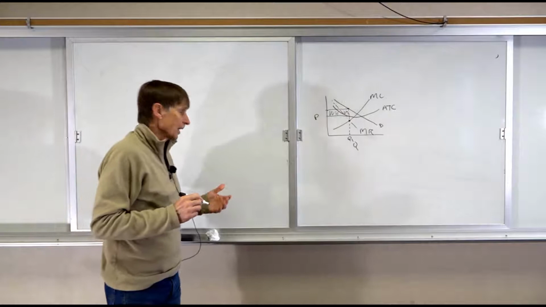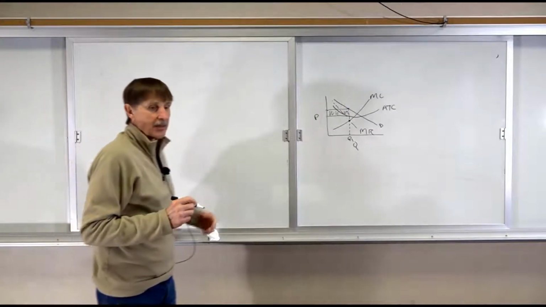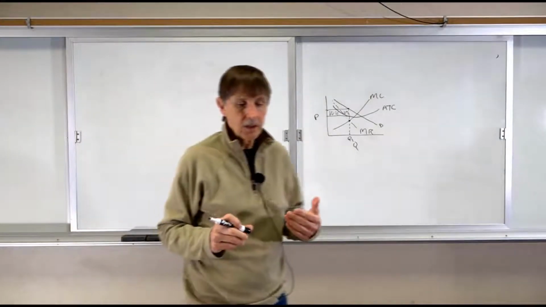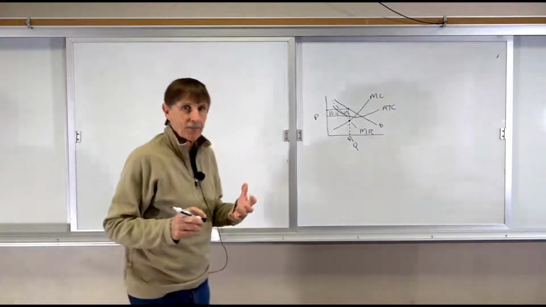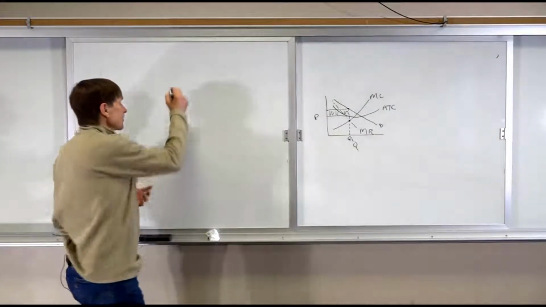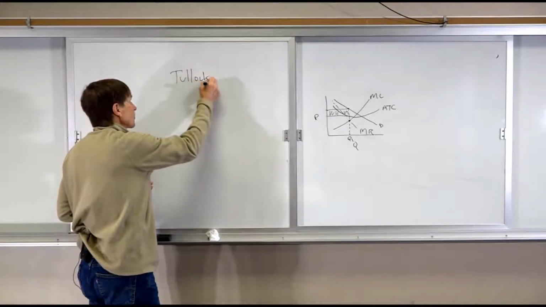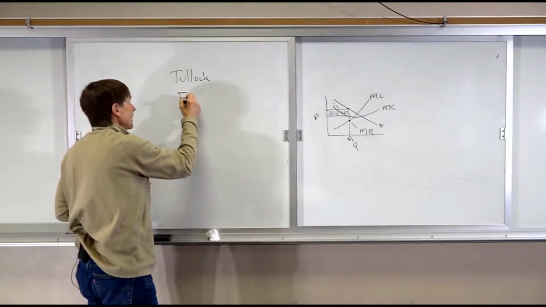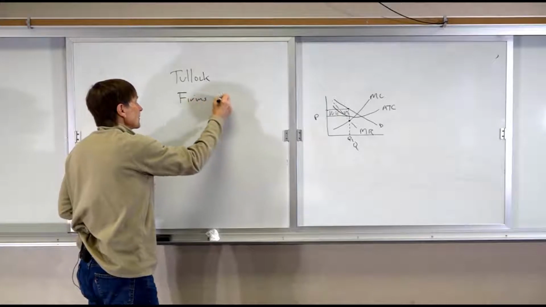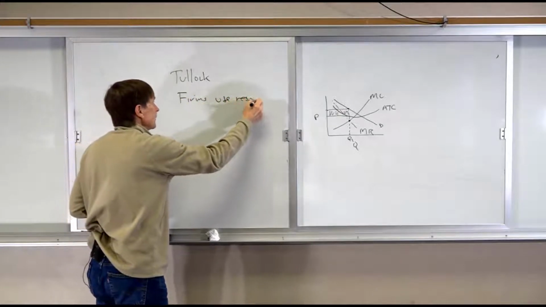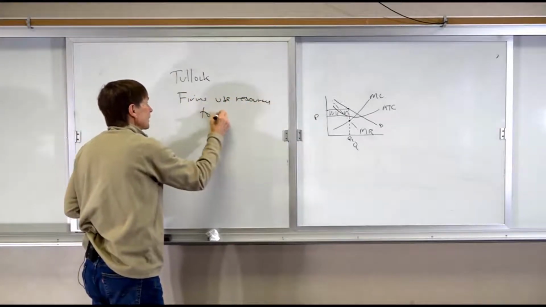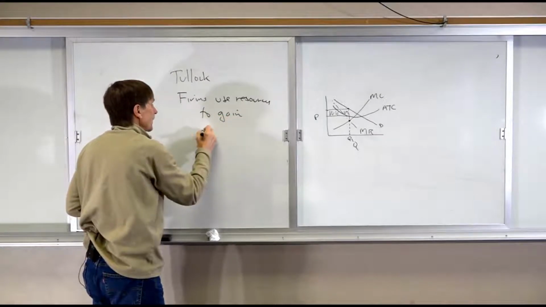Tullock pointed out that what's going to happen is that firms will use resources up to capture these rents. That's sort of the main point that Tullock made. That is Gordon Tullock. He said, okay, firms use resources to gain the economic rent.